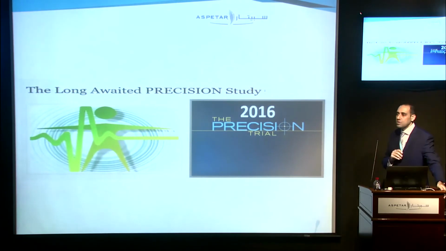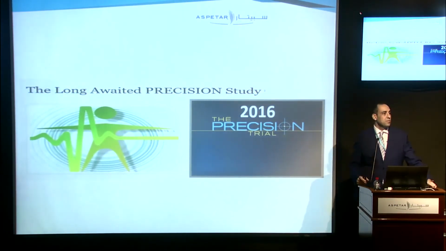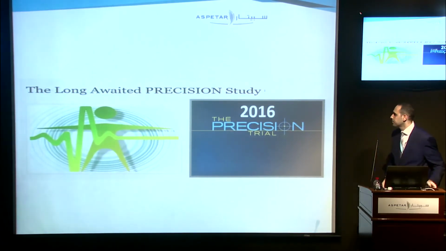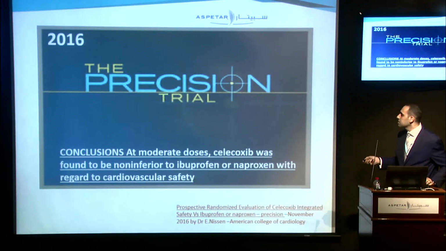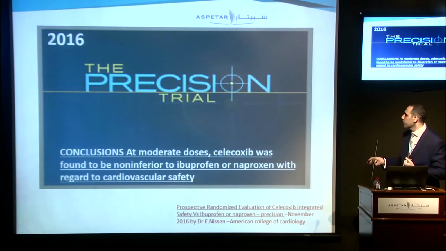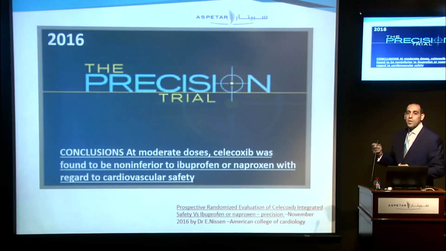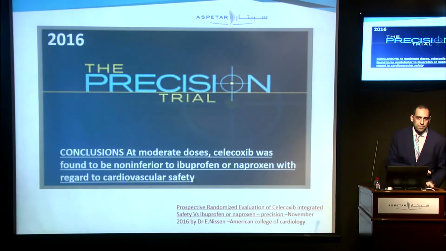It was done on 30,000 arthritis patients, mixed between high and low cardiovascular risk. The dose of celecoxib that was used was low to moderate, 100 to 200 milligrams. The dose of naproxen was high, 1,000 milligrams, and the dose of ibuprofen was up to 1,800 milligrams, which is fairly high as well. The results were published in the year 2016, and they were really astonishing. At moderate doses, celecoxib was found to be non-inferior to ibuprofen or naproxen with regard to cardiovascular safety. It means that the risk of developing a cardiovascular event with celecoxib is the same as ibuprofen and naproxen. So it was non-inferior.